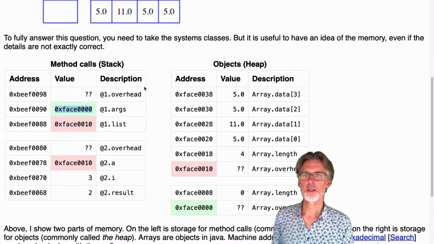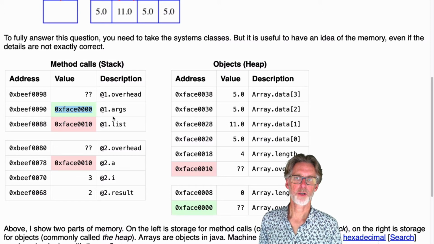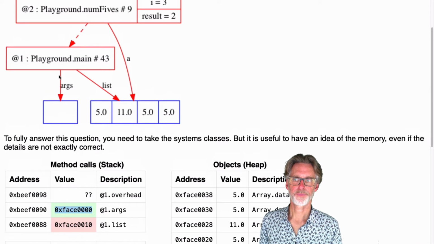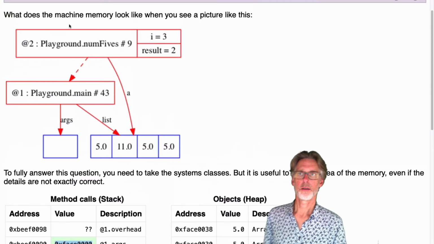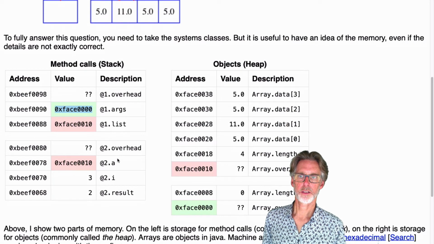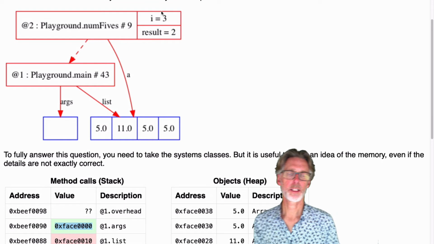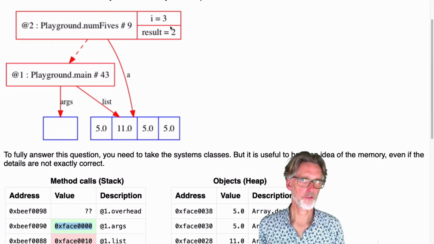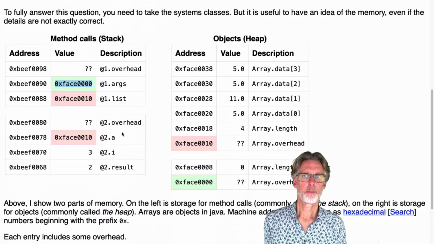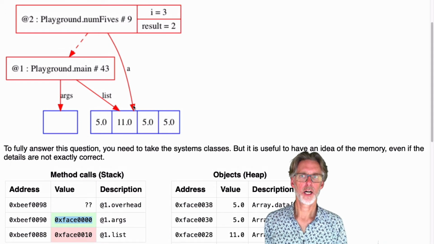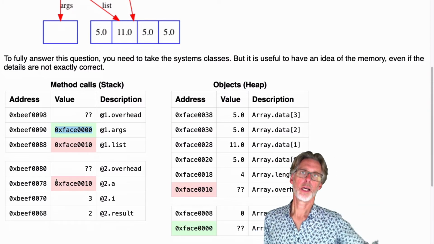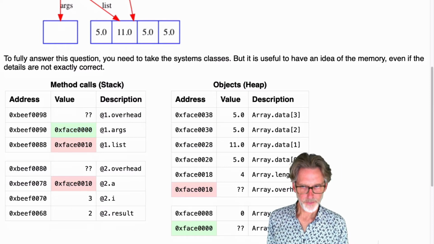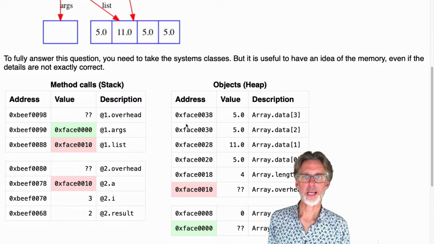So what do the method calls actually look like? Well, there's some method overhead. Then there's going to be space for each of the local variables. So in the case of the main method, there's the args and the list. In the case of the num5s method, that's method number 2, there's some overhead. Then there's the three variables, a, I, and result. And so those variables will be stored in whatever representation the computer has for numbers. So 3 and 2, they'll look like numbers in memory. But for a, what you're actually going to have stored is the address of another object in memory. So it's going to be some sort of horrible number. And it's a number in this case referring to a location in the heap. So you can see here, this location refers to the array A.